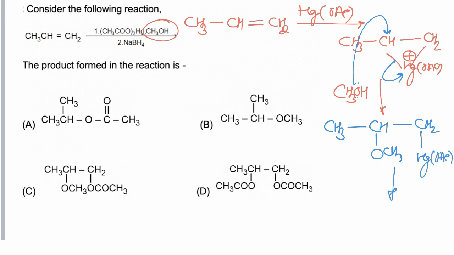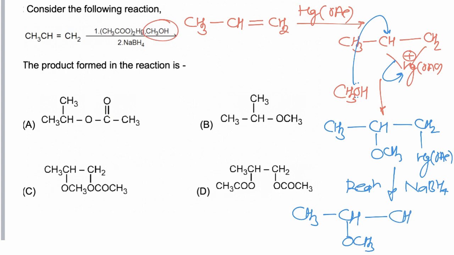In the last step NaBH4 is given, and in presence of NaBH4 a reduction takes place, and after reduction the ether CH3CH(OCH3)CH3 is formed as a product. So the correct answer is 2-methoxypropane, and hence the correct answer is option B, 2-methoxypropane.